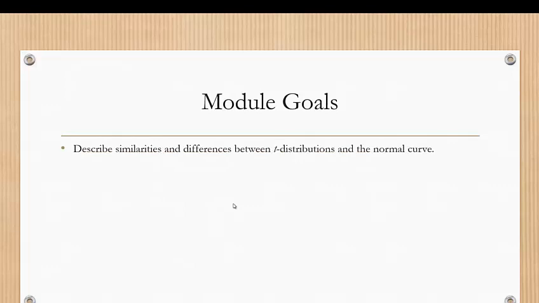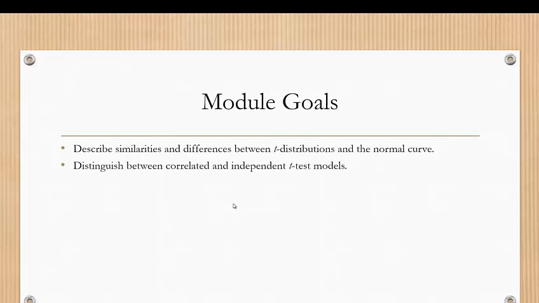We wanted to describe similarities and differences between distributions in the normal curve. And we were talking about the fact that this all depends on degrees of freedom. As our degrees of freedom changed, so did our critical values, where we were used to seeing a critical value at the 0.05 level of 1.96. That was for the normal curve using z-scores, but under the t-distribution, that's a moving target depending on the number of degrees of freedom we have.